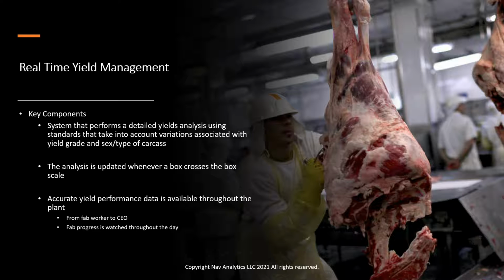Fab progress is watched throughout the day, and the bottom line is what gets measured gets improved. There's also historical performance available for all the staff, so anybody who wants can look back at previous days and see how fab did, either at a total level, by specific fab line, or down to individual subprimals.